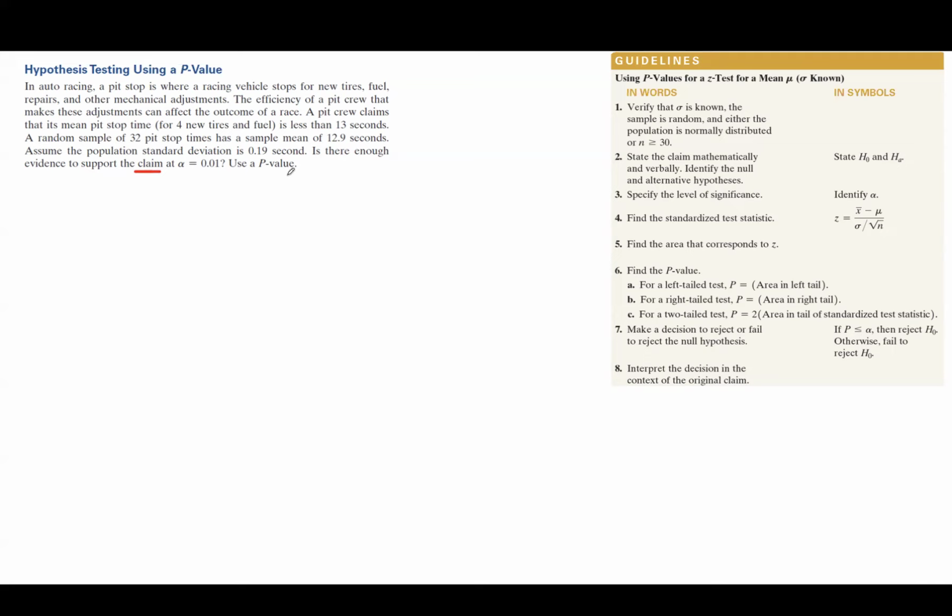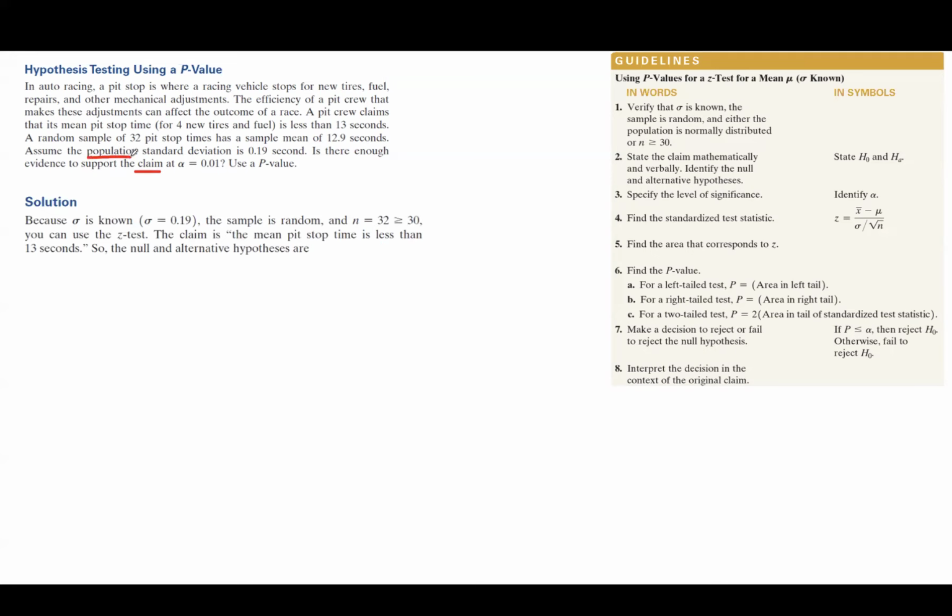So one by one, we're going to investigate this hypothesis testing. First of all, sigma is given to us. Where is sigma? It says population standard deviation is 0.19 seconds. So that's how you have your standard deviation for the population. The sample is taken randomly, n is 32, which is large enough, and we want to use the z-test.